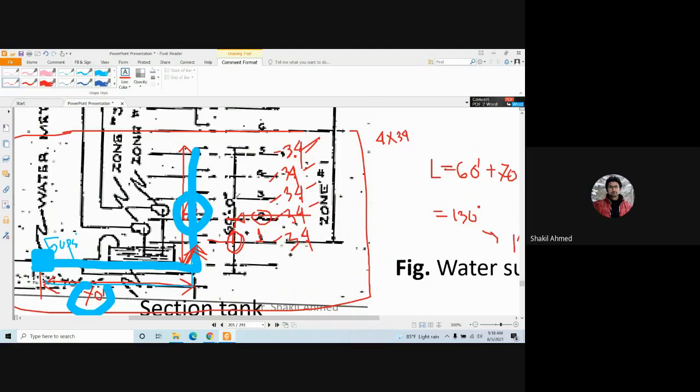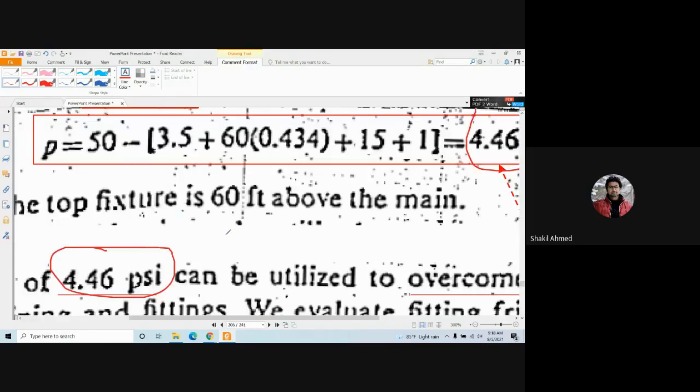Then once you are here, what will be your demand? 1, 2, 3. So 3 into 34. Here 1, 2, 3, 4. So 4 into 34. Here 1, 2, 3, 4, 5. So 5 into 34. So that's how you do this.